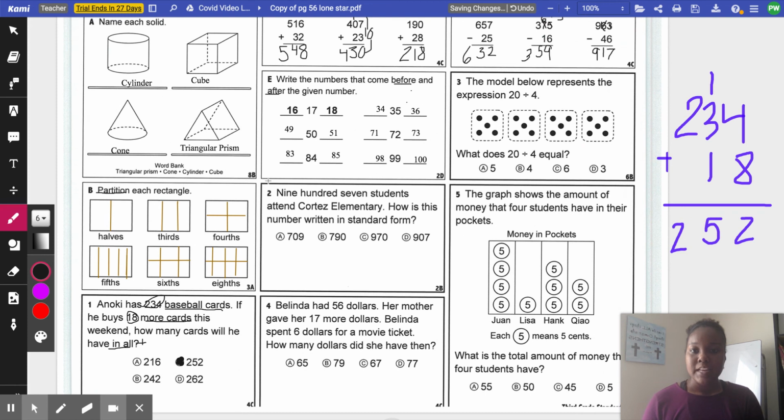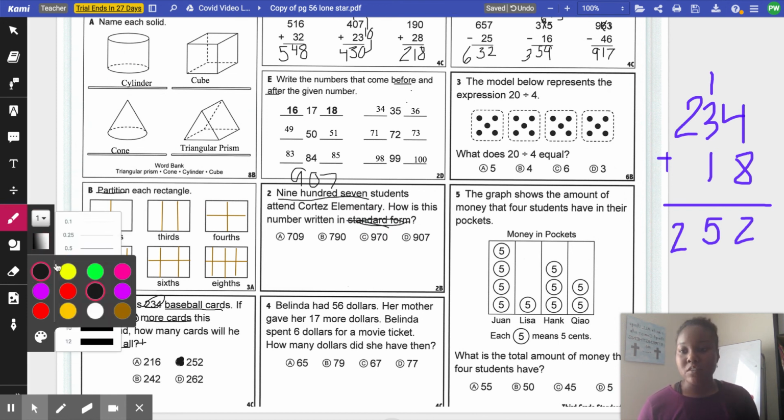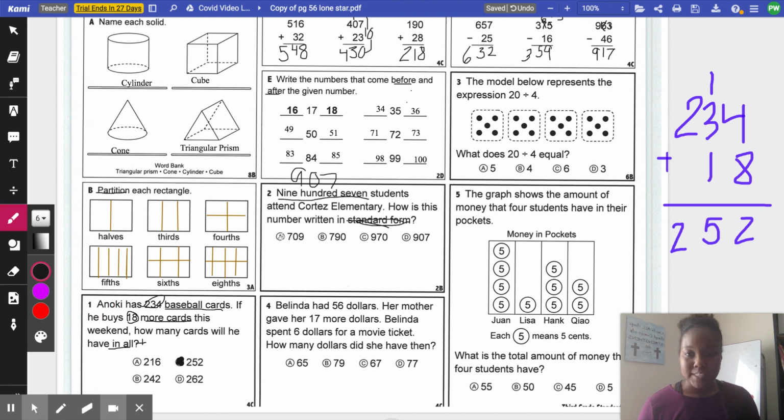Number 2, 911. All right, that was in word form, so my students know to stop me, and we've got to put this in standard form. It's in word form, we got to put it in standard form. 907 students attend Cortez Elementary. How is this number written in standard form? Well, we just wrote 907 in standard form. So now all we have to do is figure out which one matches. 709, no. 790, no. 970, no. 907, yes. It is letter D.